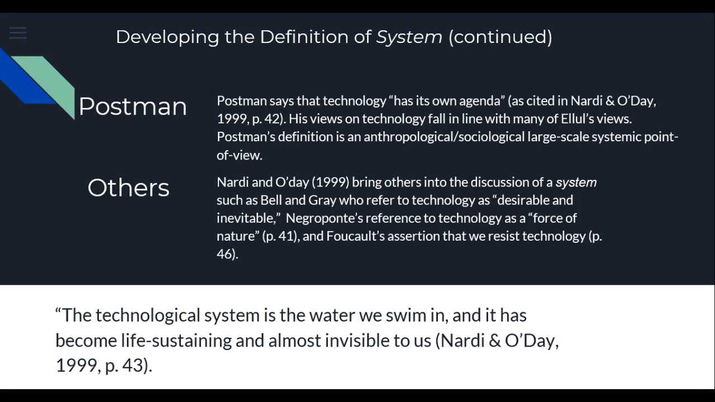Postman says that technology has its own agenda. His views on technology fall in line with many of Ellul's views as well. Nardi and O'Day also bring others into the discussion of a system, such as Bell and Gray, who refer to technology as desirable and inevitable, Negroponte's reference to the technology as a force of nature, and Foucault's assertion that we resist technology.